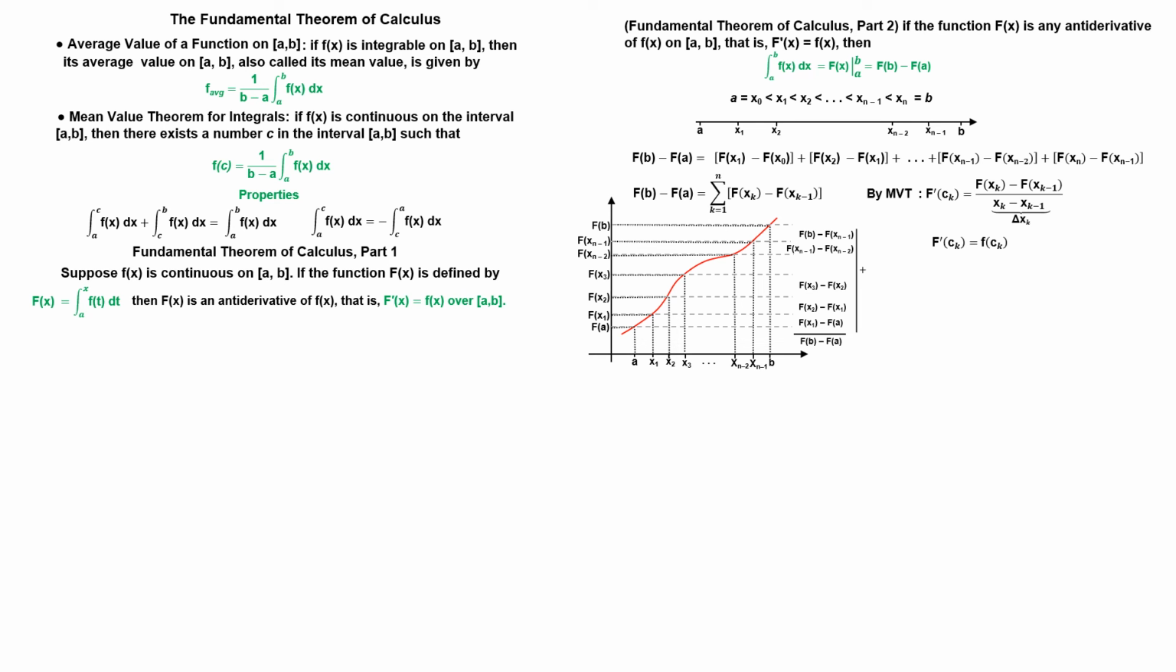Then, substituting into the previous equation, we obtain that the constant f of b minus f of a is a Riemann sum of f on the interval [a, b]. Taking the limit of both sides as n approaches infinity, we obtain the following, and the proof is complete.